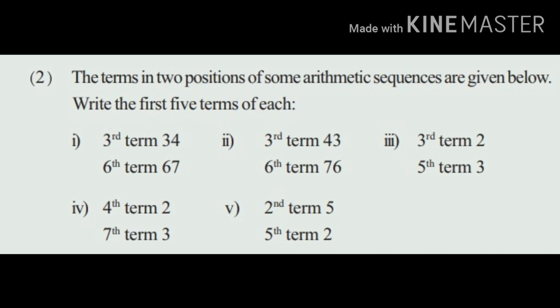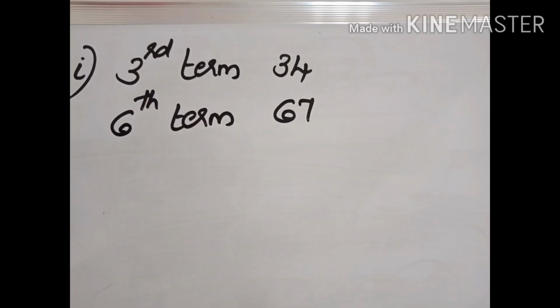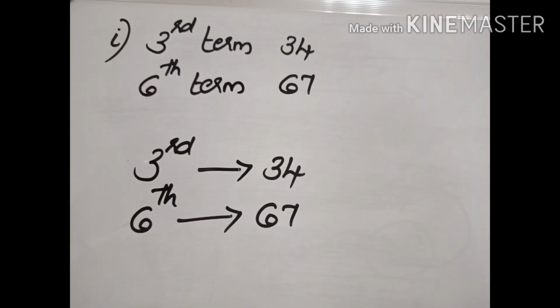Here also 5 sub-questions are there. I am going to do the first one. So, two terms and two positions we have. We have to write the first 5 terms of each. So, first question is third term 34 and sixth term 67. That we can write like this.